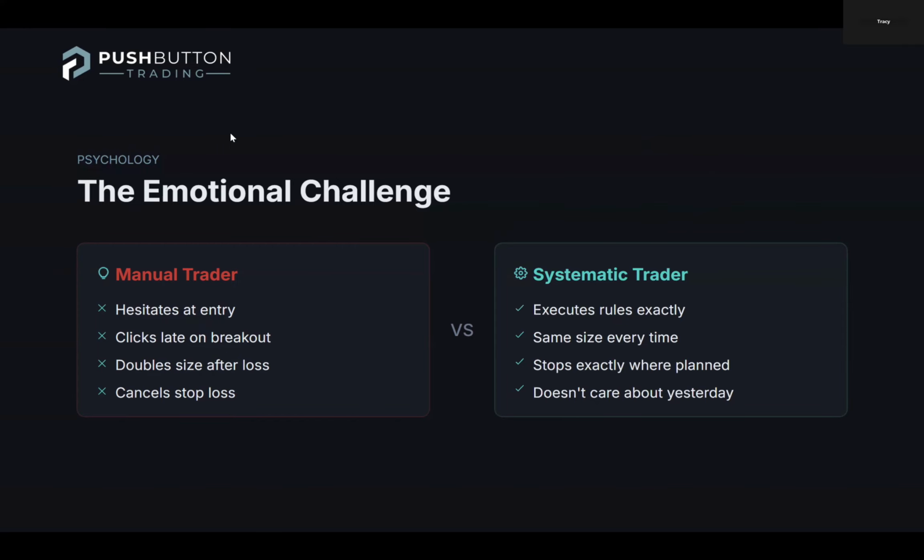So here's what we like, and that's kind of why we're here today: a systematic or rule-based way to trade where you're executing the rules exactly. This human element of hesitating and waiting, all that goes out the window. Why? Because we're risking the same size every single time, and our stops are automatically calculated. They're exactly where we plan them. Systematic, rule-based trading doesn't really care about what happened yesterday. We bring that baggage to the table. If we had an argument with our significant other, we bring all that baggage to the table.